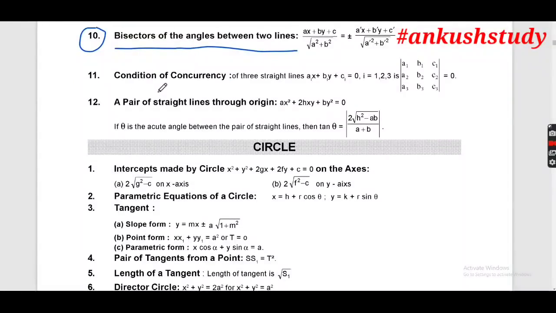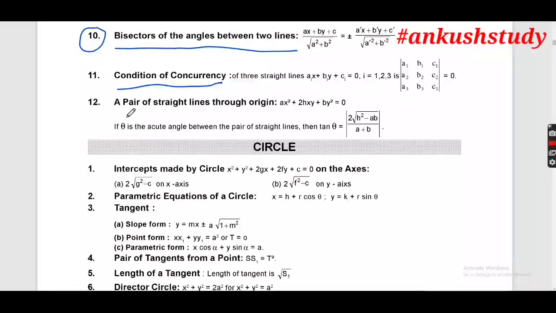And another one is the condition of concurrency of three straight lines, ai x plus bi y plus ci equals 0, where i is equal to 1, 2, 3: the determinant with rows a1 b1 c1, a2 b2 c2, a3 b3 c3 is equal to 0. So this is the condition of concurrency.